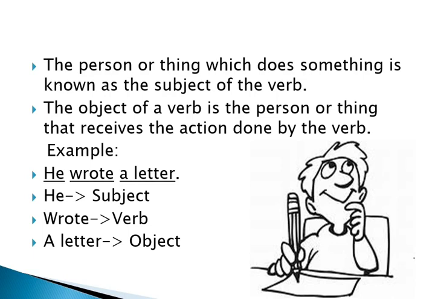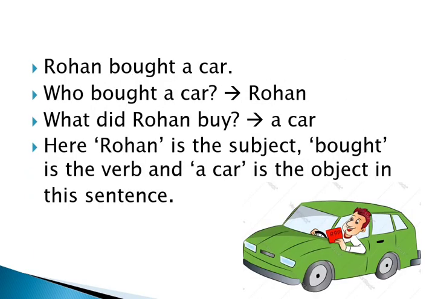Here is an example. He wrote a letter. He, subject. Wrote, verb. And a letter will be your object. Another example. Rohan bought a car. Who bought a car? Rohan. So Rohan is your subject. Bought is the verb. And what did Rohan buy? A car. A car is the object in this sentence. Right, children? Rohan subject, bought verb, a car object.